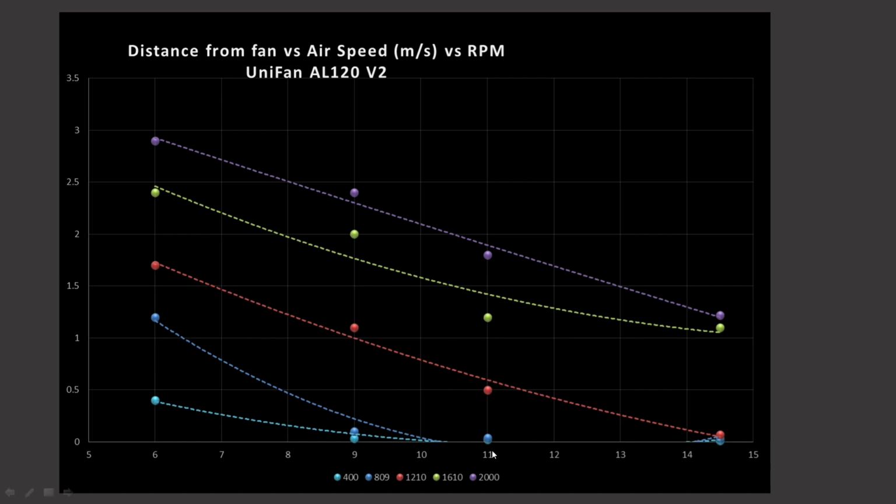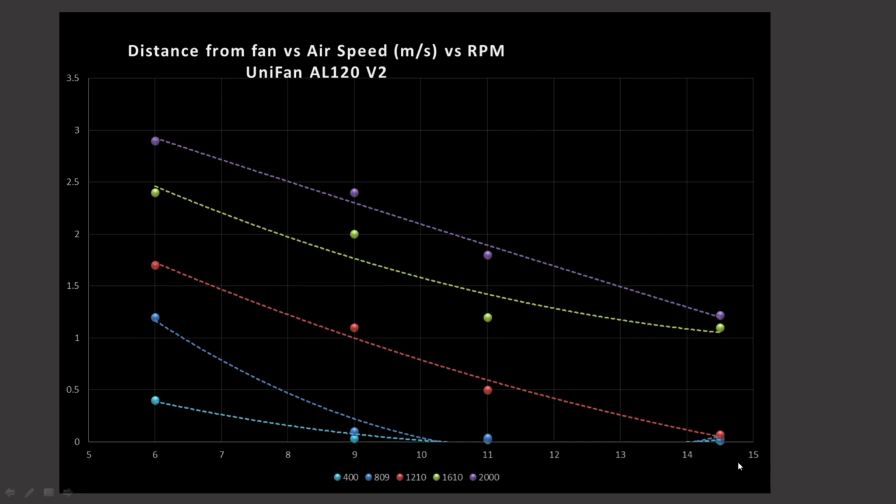Then we have the 11-inch mark. The 11-inch mark is represented by your mid towers. Something like the Corsair 550D, Corsair 5000 series, Corsair Obsidian 500 series, the Fractal Meshify 2C, all represented by that 11-inch mark. Pretty much the most standard on the market right now.